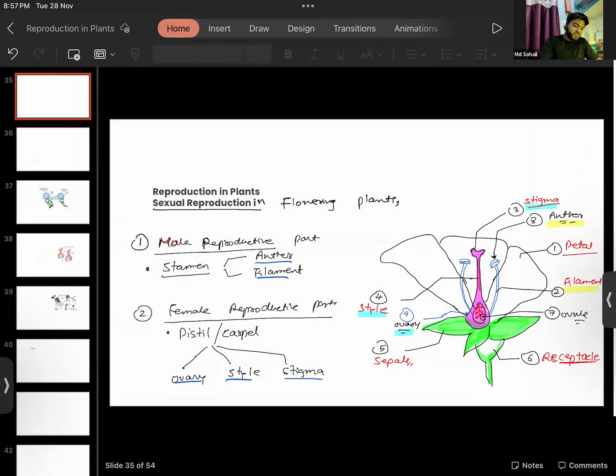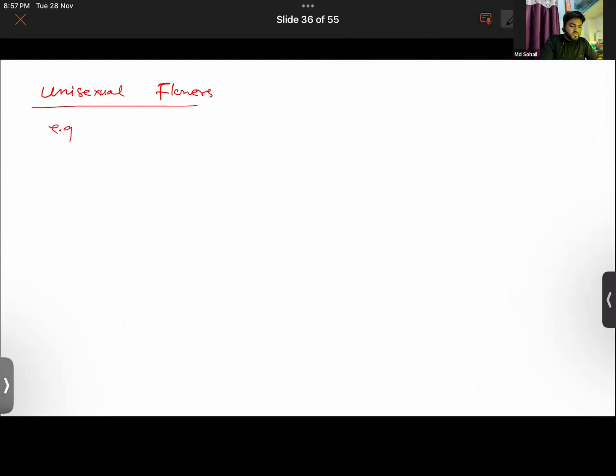Can you think of some examples? Sir, I guess papaya. Very good. That is one example of unisexual flowers. First of all, we are going to define it like this, right? Those flowers that consist of either of the two reproductive parts, right?